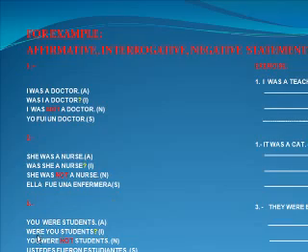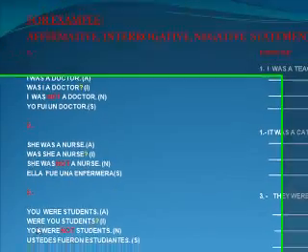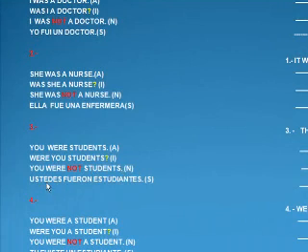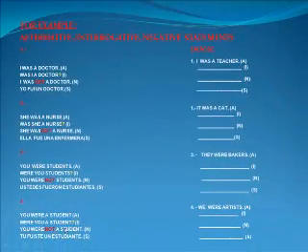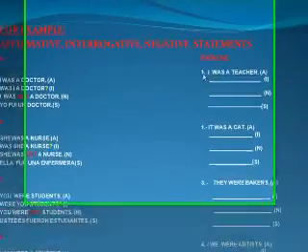Example number 3. You were students. Were you students? You were not students. Ustedes fueron estudiantes. Example number 4. You were a student. Were you a student? You were not a student. Tú fuiste un estudiante. Here we have more exercise for your house.